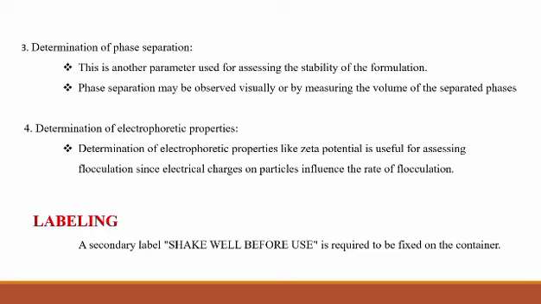Next is labeling of emulsions. Usually the emulsion container contains a label, shake well before use, because sometimes the droplets may settle upwards or downwards. To get dose uniformity, we have to give information to the patients like shake well before use.